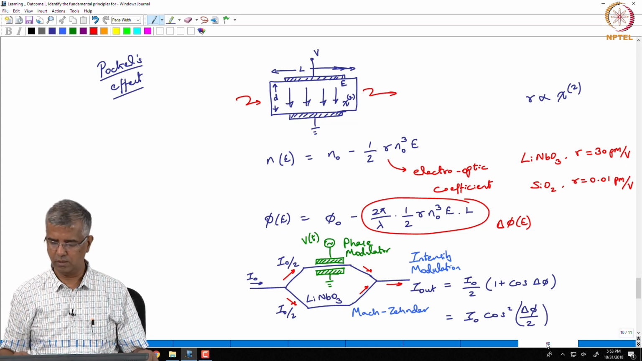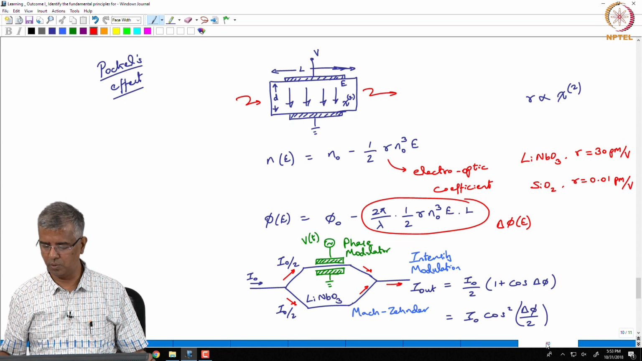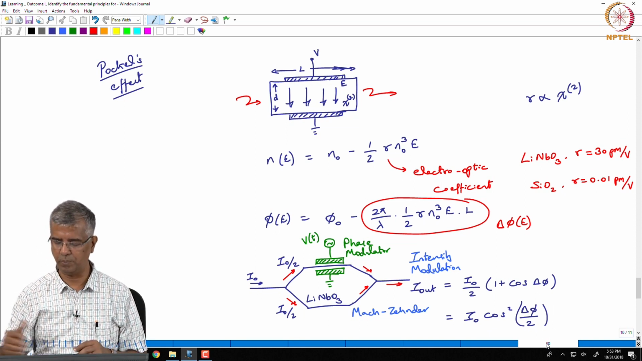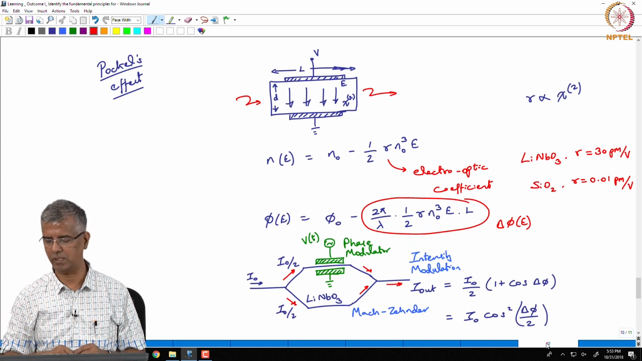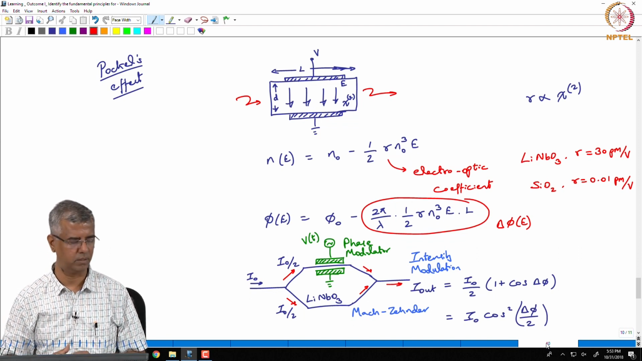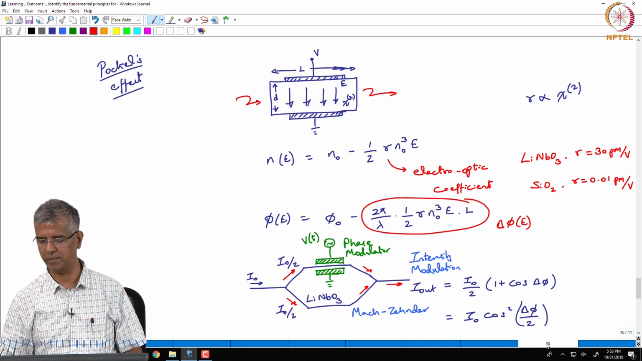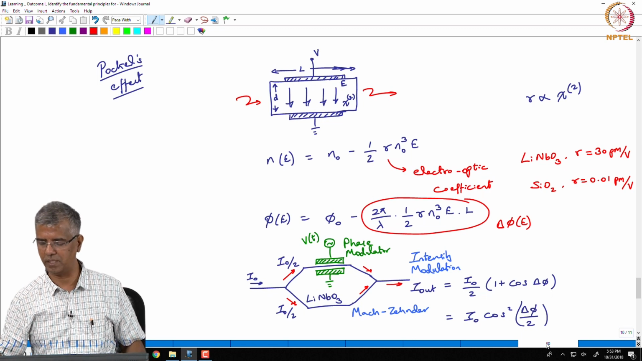Okay. So, let us stop here, and tomorrow what I would like to do is to jump on to the third order effects, third order susceptibility effects, what can be done with those sort of material that exhibits a large Chi3.